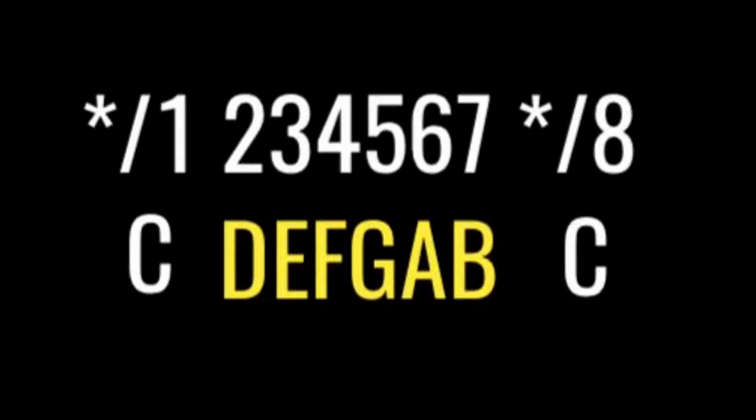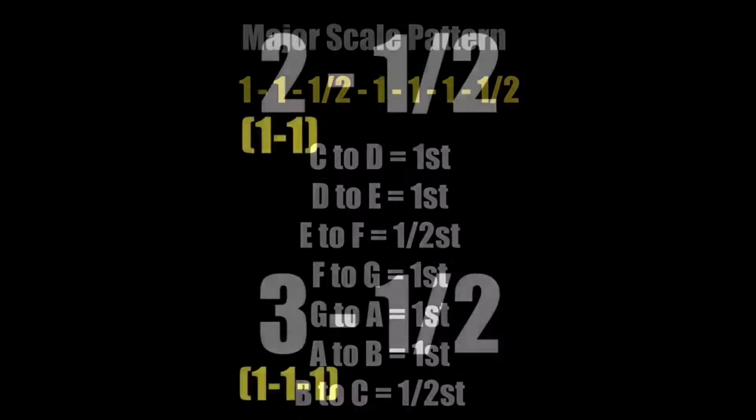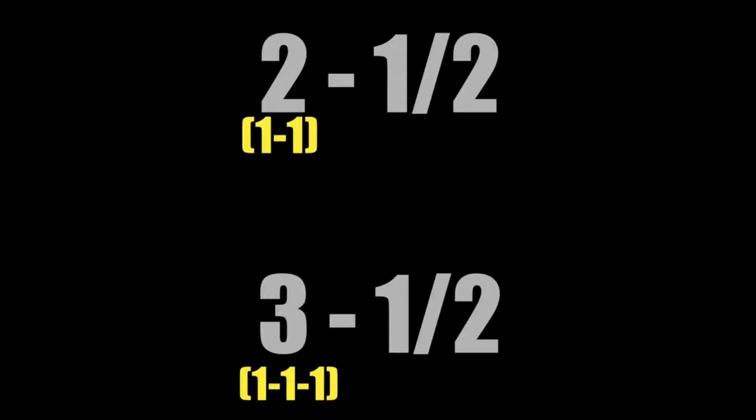You have letters assigned to numbers. Each number is a function, and the distance between each letter or number is as follows: 1, 1, half, 1, 1, 1, half. Those are steps. So in order to easily memorize it, you could say 2, half, 3, and half.